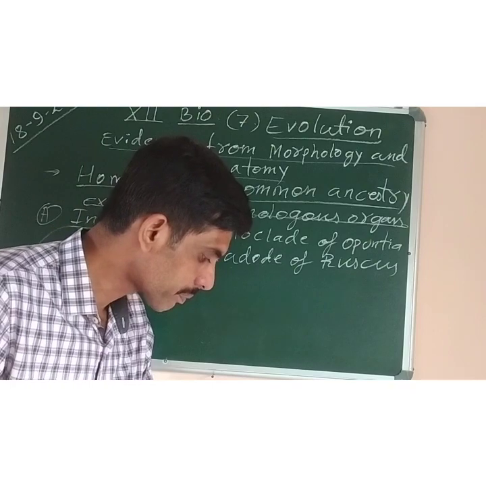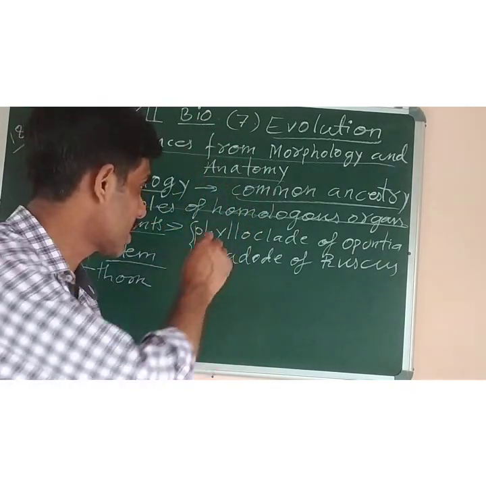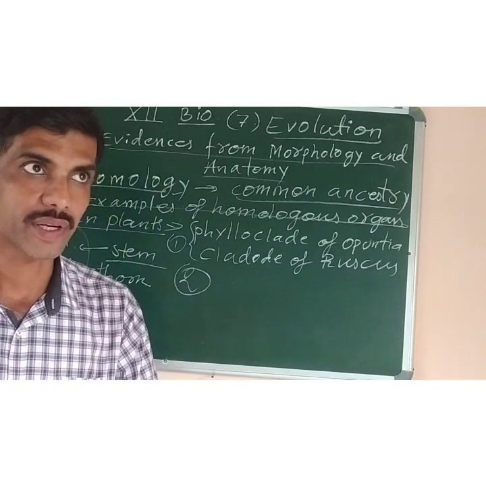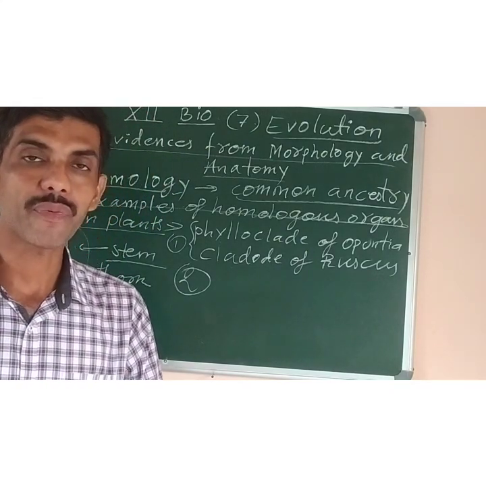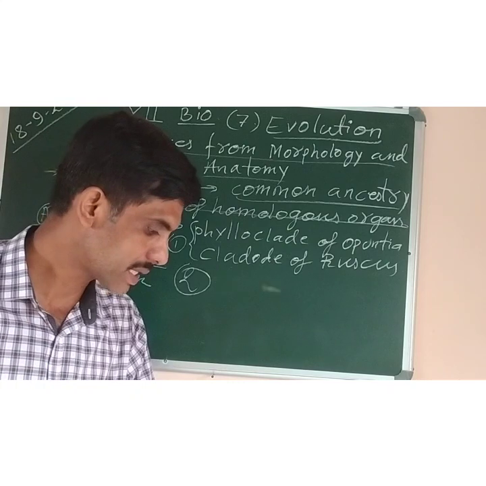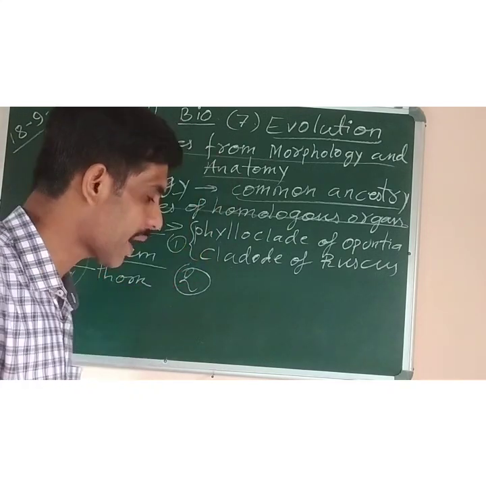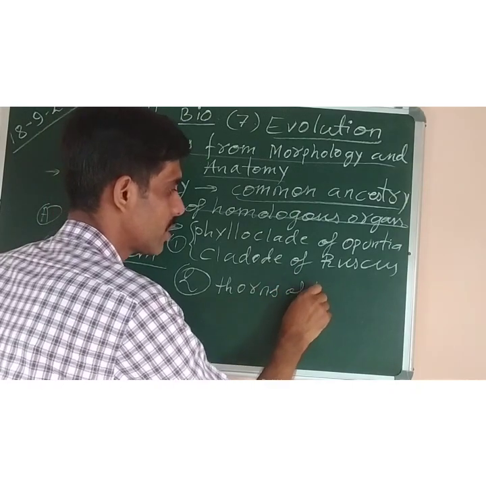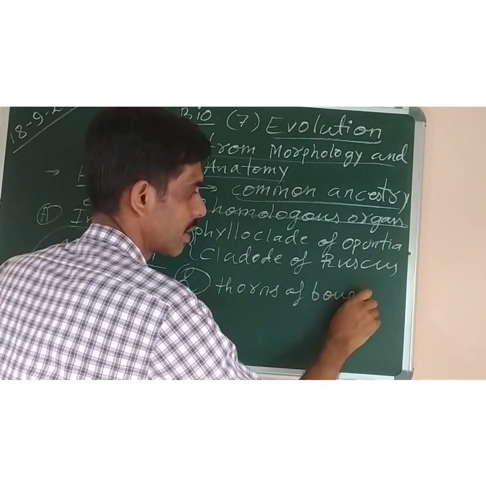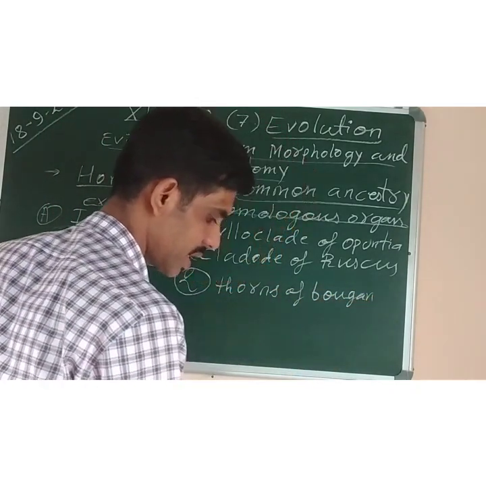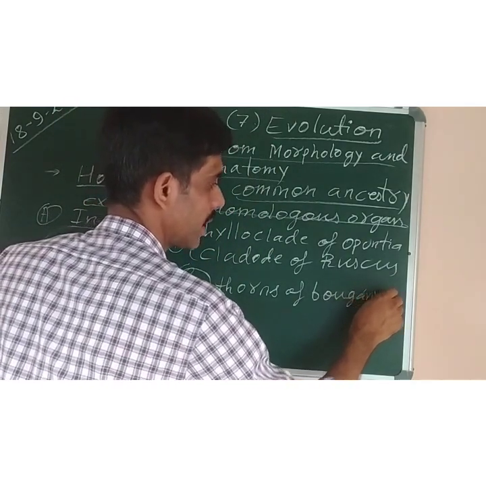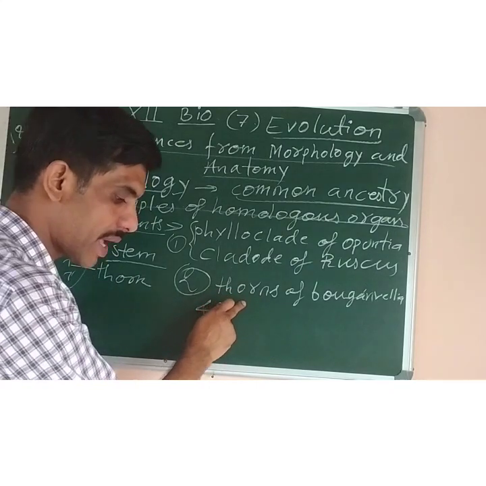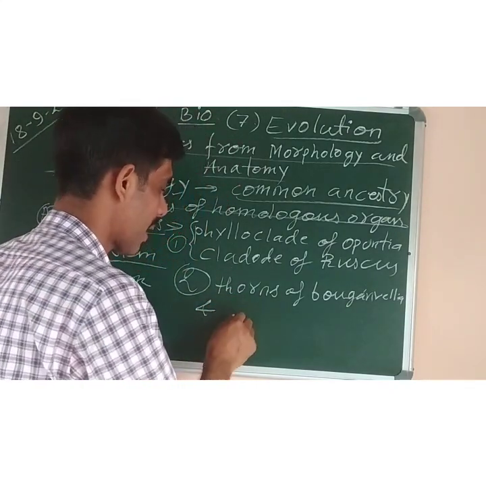Now next, this is the first example. Two examples are asked, you have to learn them for the syllabus. The second example of homologous organs in plants is the thorns of bougainvillea. Thorns of bougainvillea, you know the name of the plant. Spelling you can check, bougainvillea, and thorns of bougainvillea and the tendrils of passiflora.